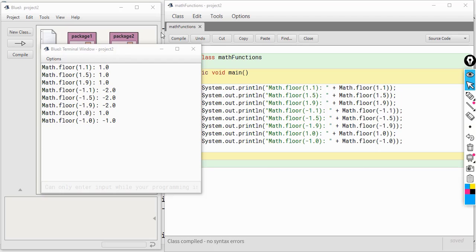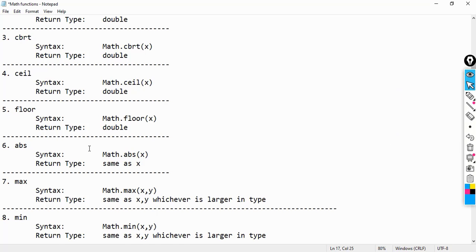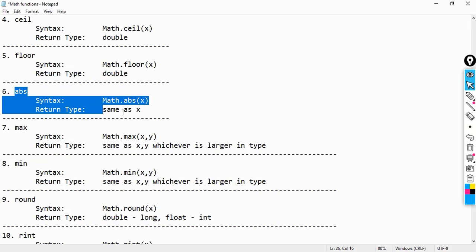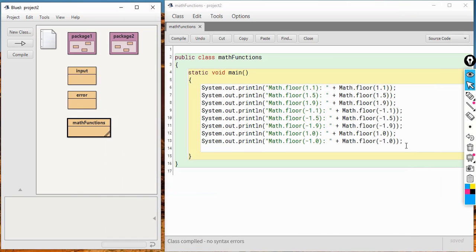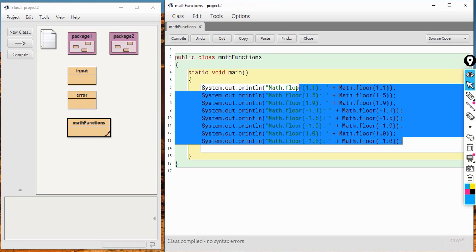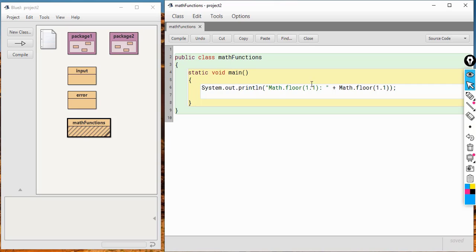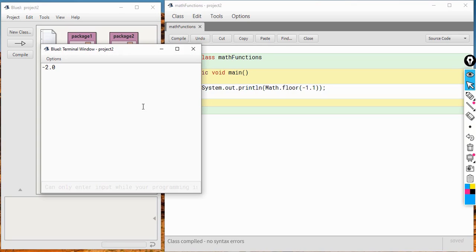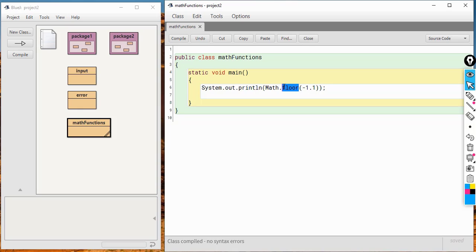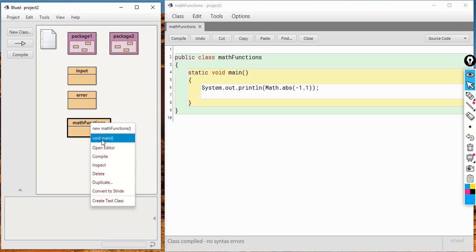Now let's come to the next function, ABS. ABS is very simple. It simply gives you the positive value of any negative number. So if I write minus 1.1, the answer will be, okay, I did not change the function here, it should be ABS. So minus 1.1 will be 1.1.